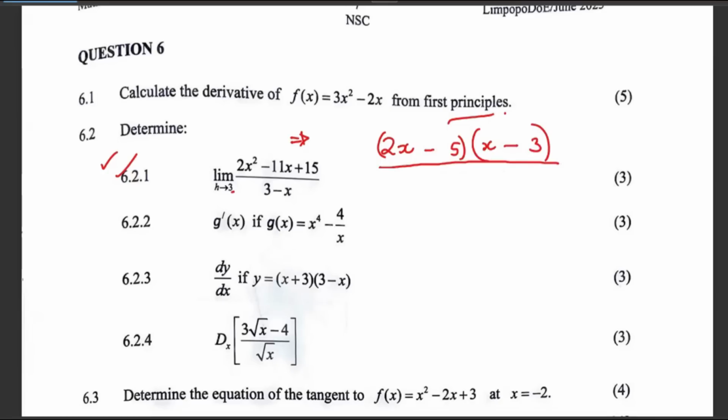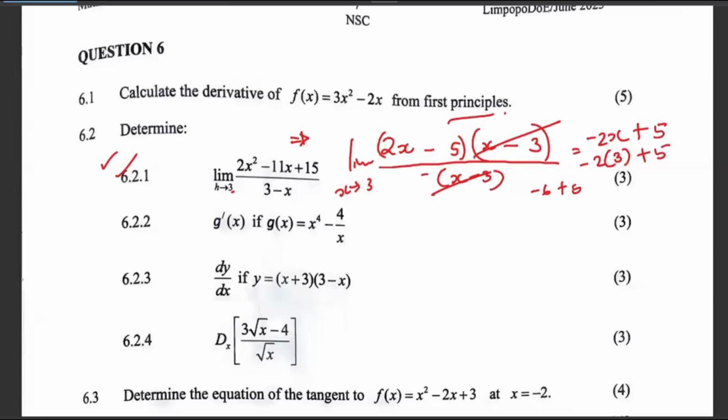I'll take out the negative here so that I have my x minus 3. We're saying the limit should be x tends to 3, so this is going to cancel that. When I introduce the negative sign, I'll have negative 2x plus 5. Now, if x tends to 3, I can replace x with 3. I have negative 2 times 3 plus 5, so negative 6 plus 5, and I'm getting my answer as negative 1. Okay, so this should be just x.